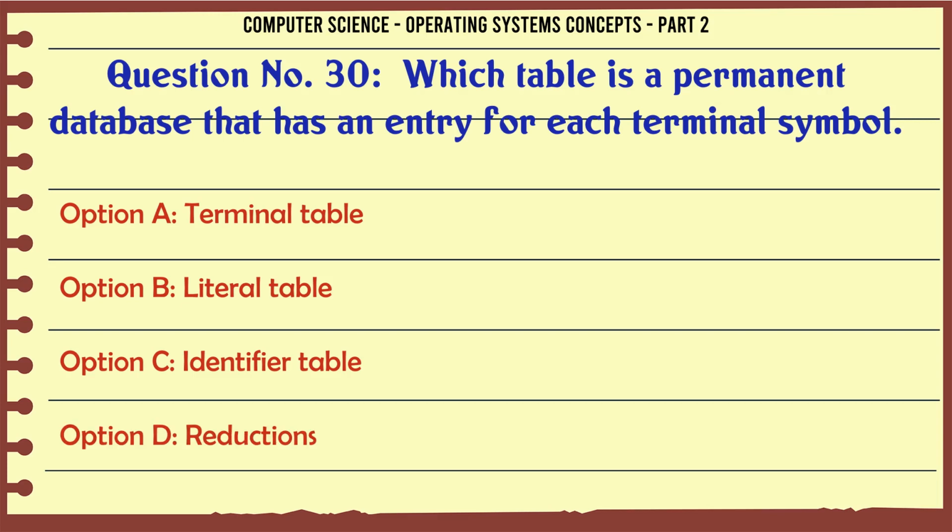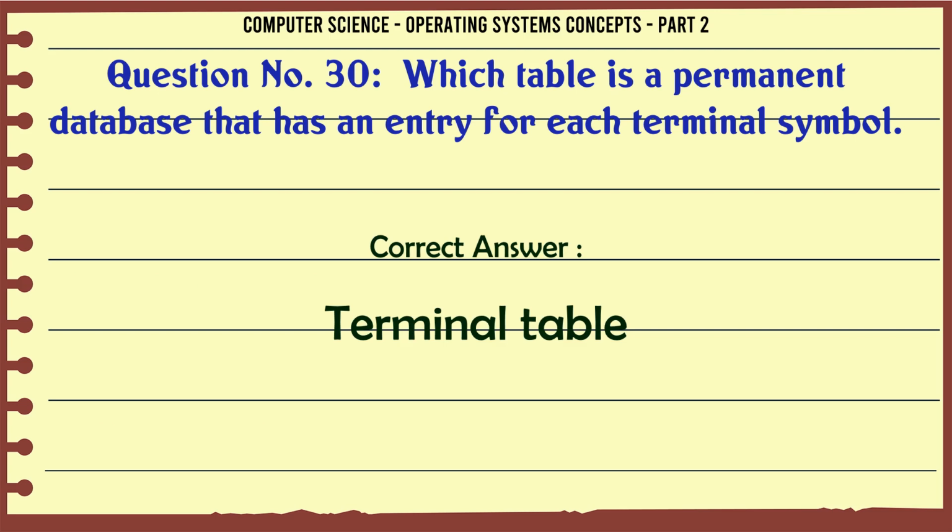Which table is a permanent database that has an entry for each terminal symbol? A. Terminal table, B. Literal table, C. Identifier table, D. Reductions. The correct answer is terminal table.